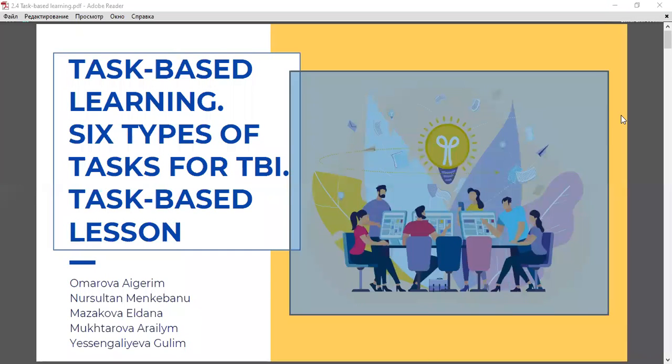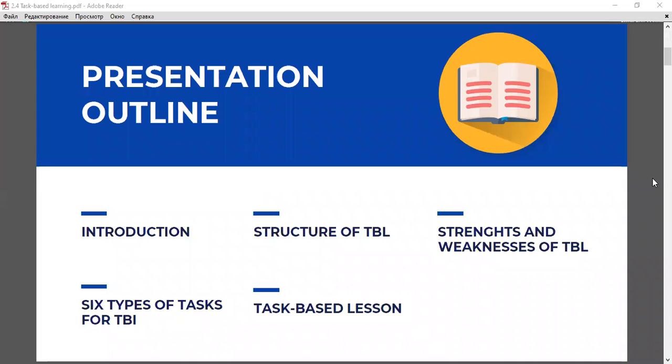Good evening. Our presentation is about task-based learning, 6 types of tasks for TBI, and task-based lesson. So let's go to the presentation outline. We will discuss introduction part, structure of TBL, strengths and weaknesses of TBL, 6 types of tasks for TBI, and we will show you the sample of task-based lesson.